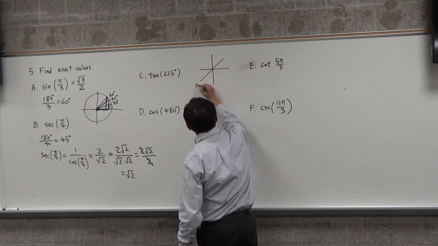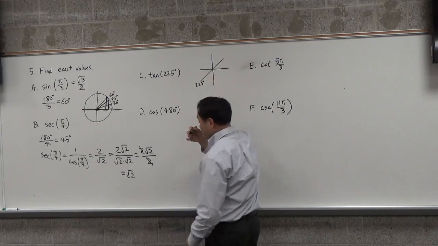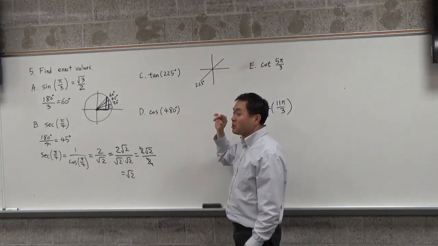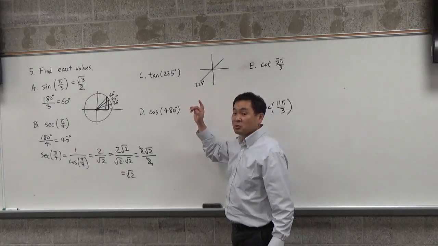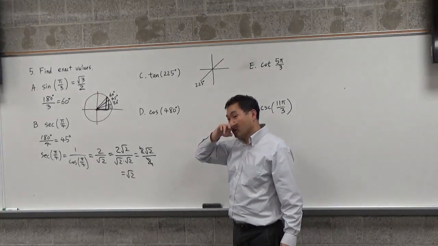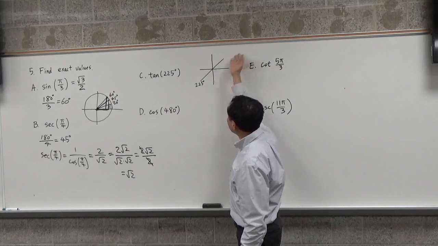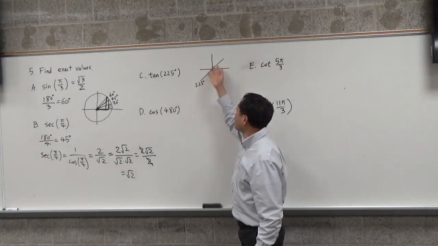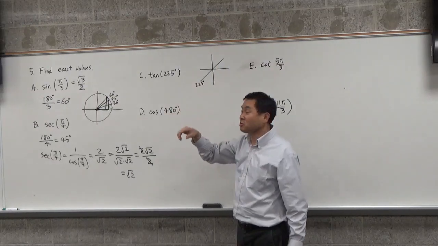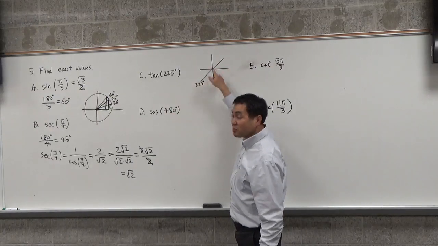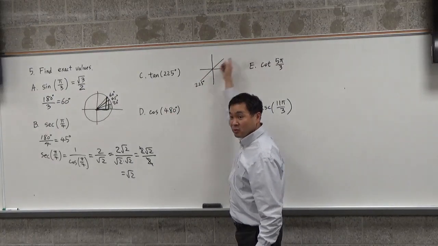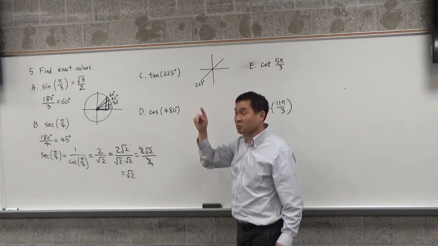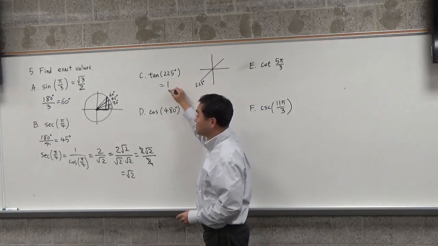225 is this way, and you have basically two ways to do this. One way is to use tangent equals sine over cosine. Another way, if it's the 45 degree one, you can easily use the graphical meaning of tangent, which is the slope of this line. What's the slope of this line when it's 45 degrees? 1. Slope is 1. So this is just 1, right?